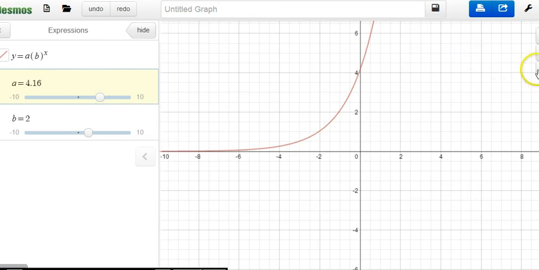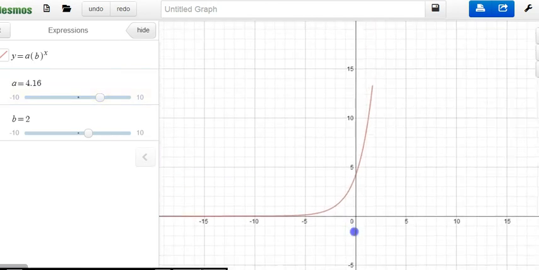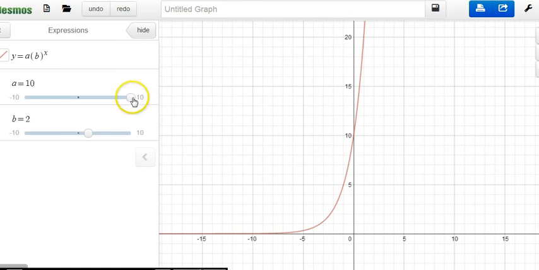Here, let's zoom out. And let's move this down, because we don't need to see below the axis, right? Okay, so I make A close to 5. When A is 5, what do you get? Y-intercept is 5. Oh no, let's just go to 10. When A is 10, what do you got? Y-intercept is 10. So what's A? The y-intercept. What else is a doing to the graph?